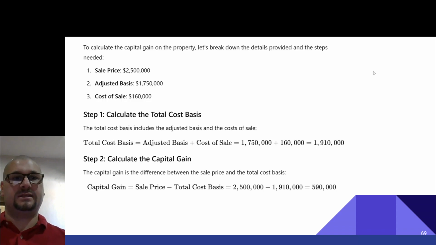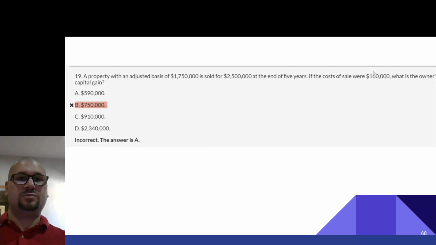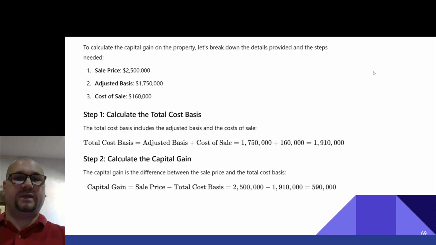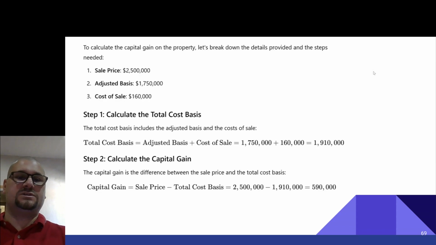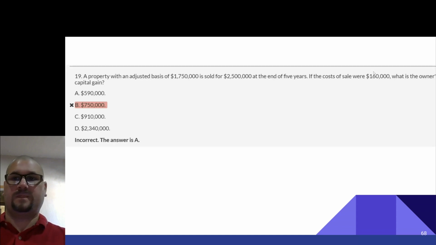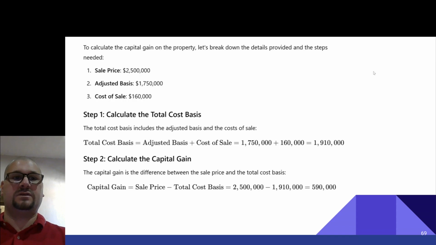So to calculate the capital gain on the property, let's break down the details provided and the steps needed. The sale price is 2.5 million. The adjusted basis is 1.75 million. The cost of the sale, if the cost of the sale were $160,000, what's the owner's capital gain?